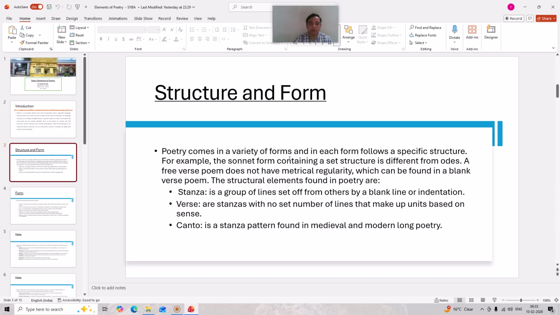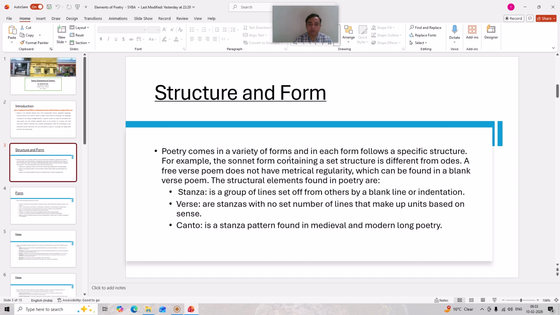The structure and form is the first element of poetry. Poetry comes in a variety of forms, and each form follows a specific structure. For example, the sonnet form, containing a set structure, is different from odes. A free verse poem does not have metrical regularity, which can be found in blank verse.